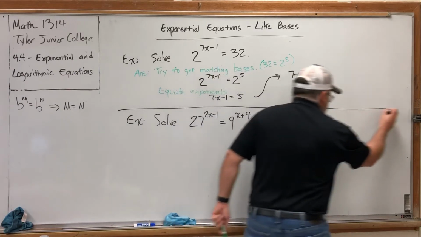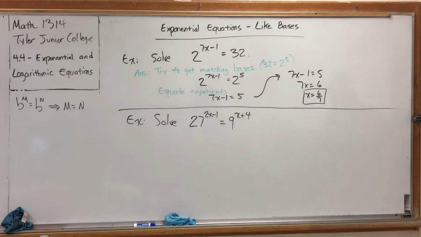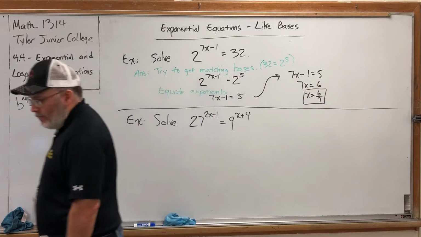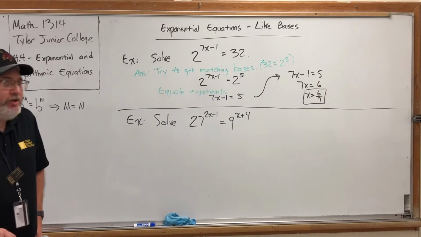But it's not always sunshine and lollipops. On this next example, we're going to solve 27 to the 2x minus 1 power equals 9 to the x plus 4 power. But this one has a glitch.